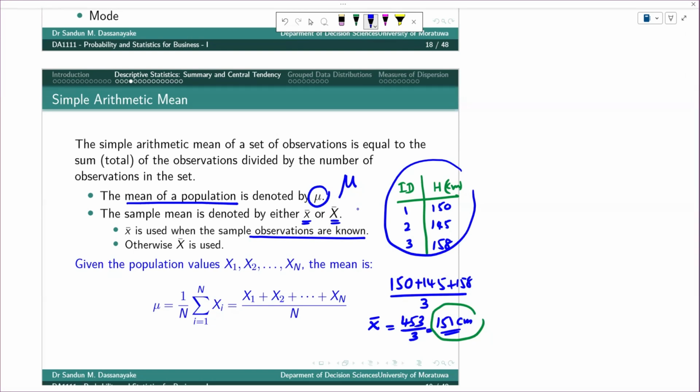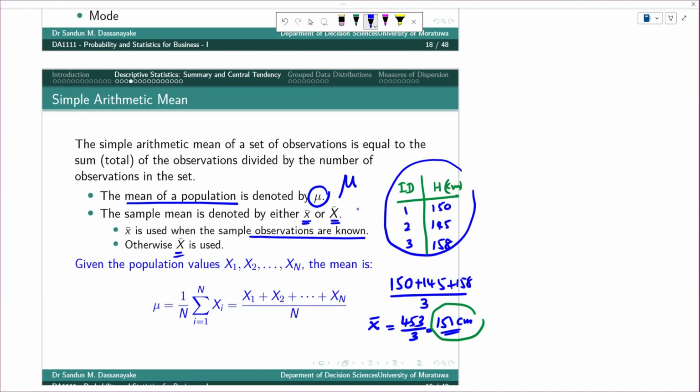Capital X bar is a concept. You can draw multiple samples out of the same population, and for each of these samples you can have an X bar. So capital X bar is used when we talk about all those simple X bars. We'll talk about it. So just an idea, capital X bar is used when the sample observations are unknown.